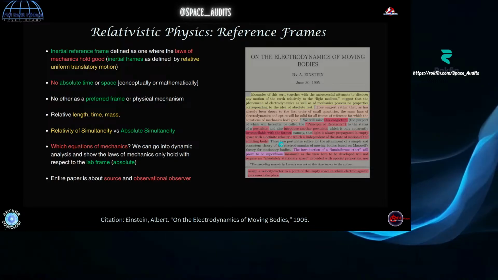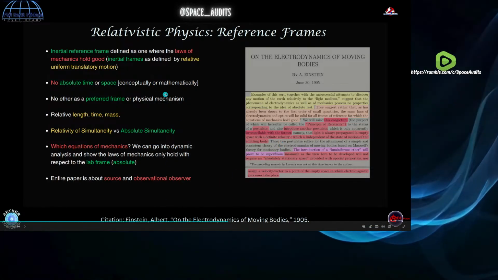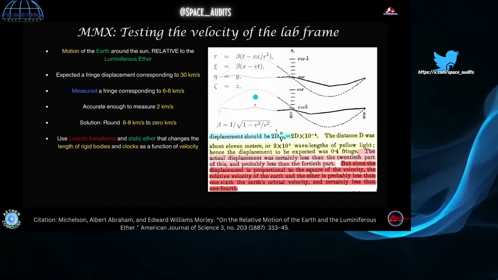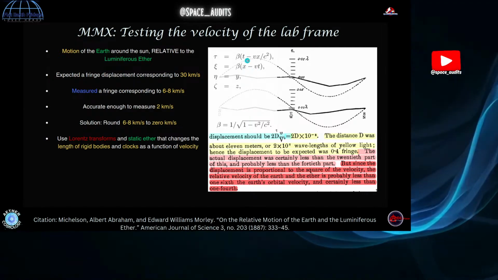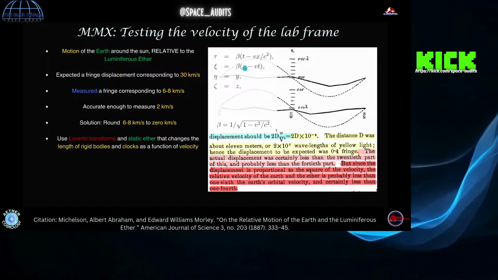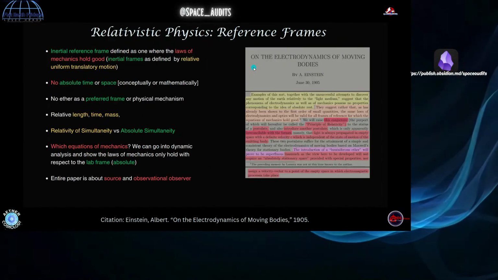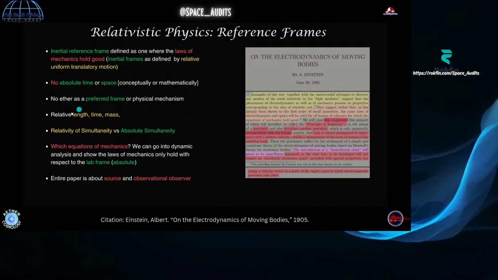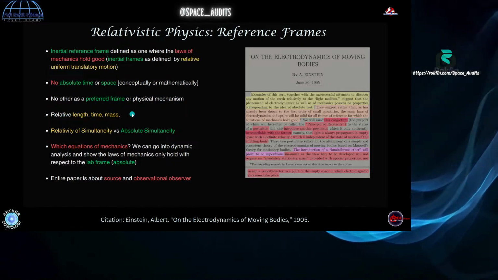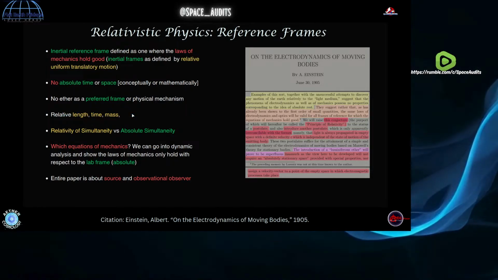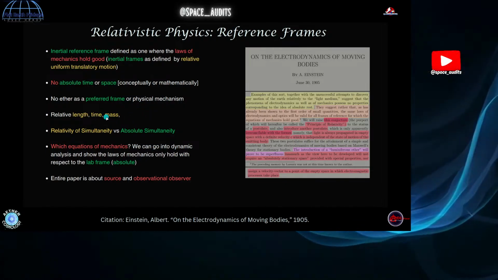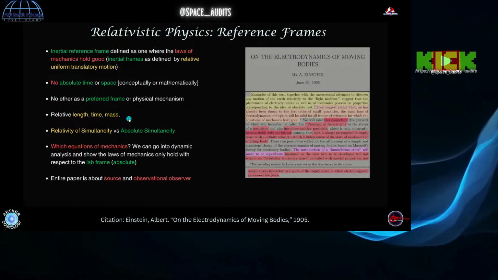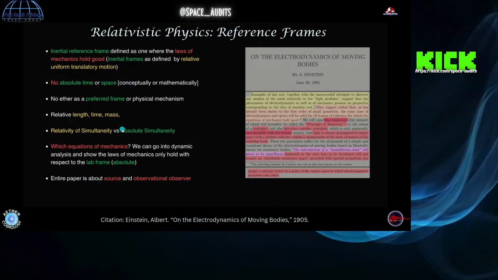So we're introducing a scenario where Lorentz transformations, a change in time and a change in distance, are going to lead to relative length, relative time, and relative mass. So earlier, when everything was built on absolute values of length, time, and mass, now we're going to have mass, time, and length change as a function of velocity, and it's no longer going to be absolute.